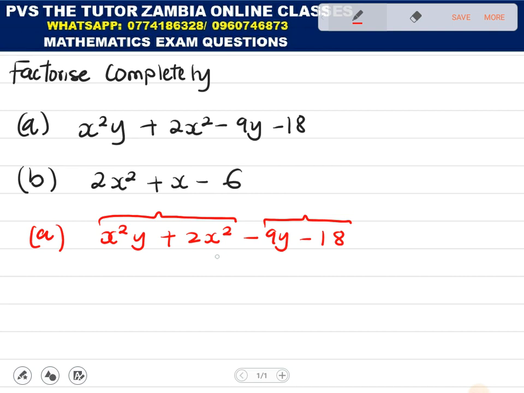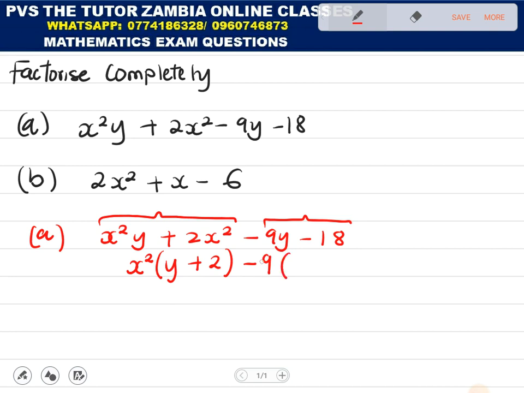Is it making sense, ladies and gentlemen? So we take out x squared. Now we divide this x squared into this term here, we remain with y. Plus, we divide x squared into this term here, we remain with 2. Let's come here. What is common? The negative is common, because there are negatives there, so we take out the negative. What else is common? 9 can go into 9, 9 can go into 18, so we take it out.